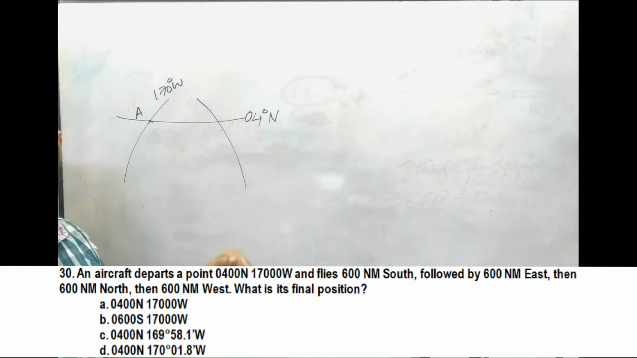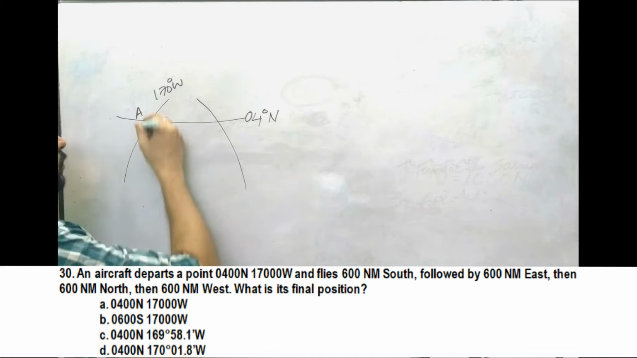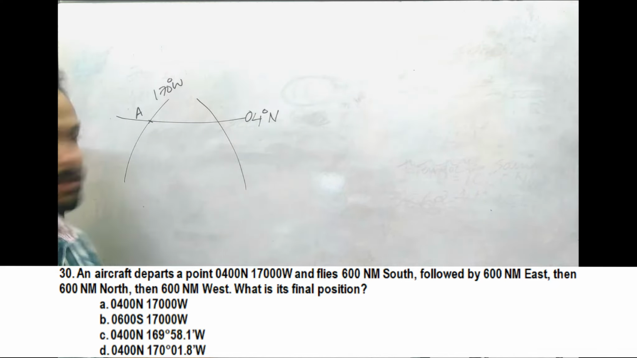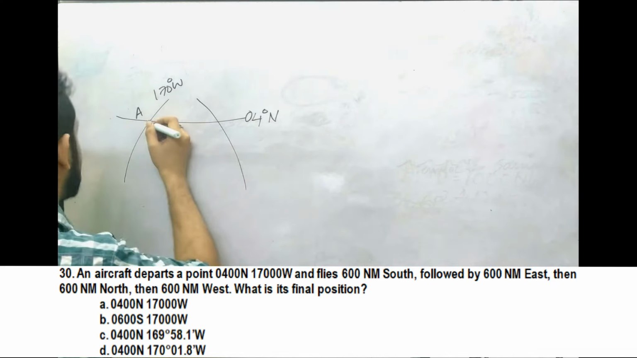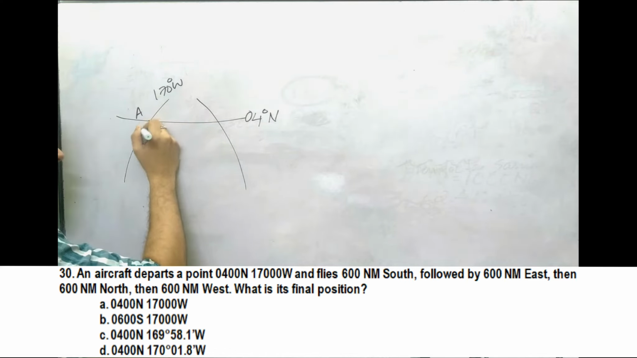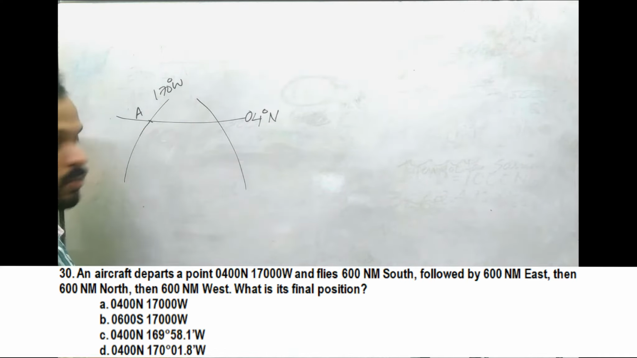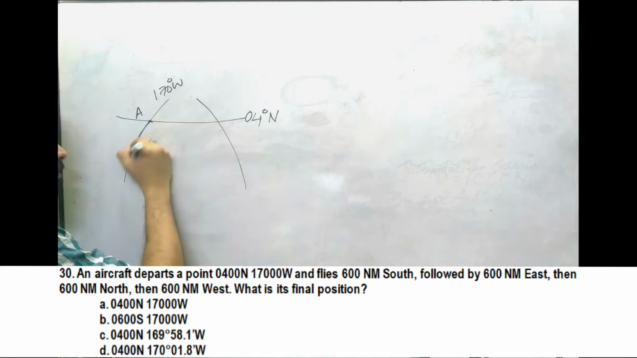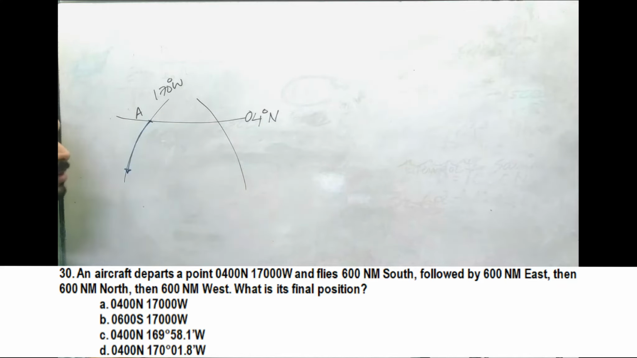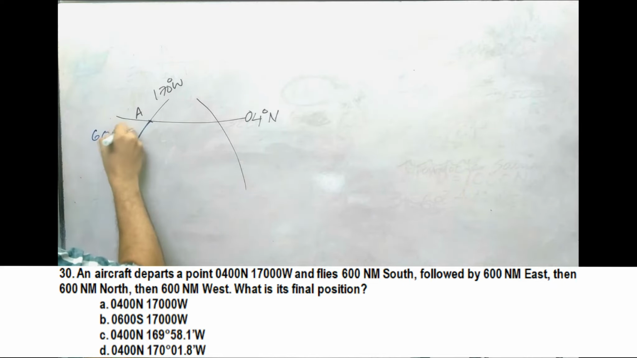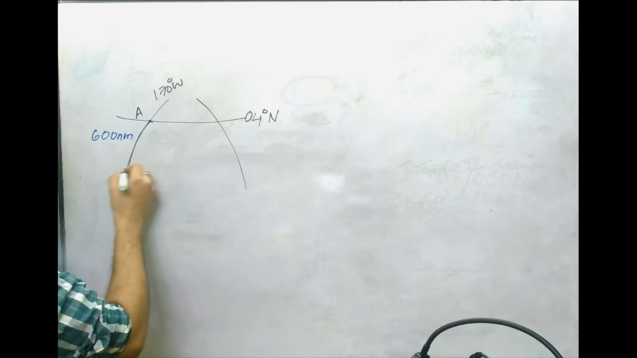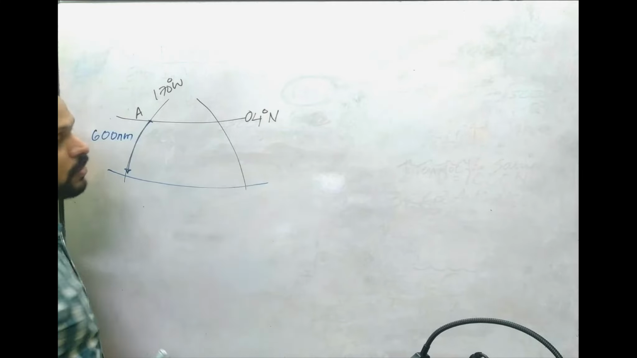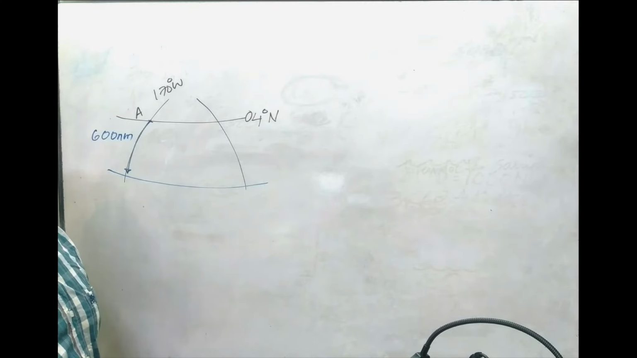Now what is meant by traveling south? Along what am I traveling? Along a meridian, right? So north-south is always along a meridian, right? So I'm traveling from point A south, which means I'm traveling along the meridian down all the way for 600 nautical miles, and therefore you will end up reaching a particular parallel of latitude, right?